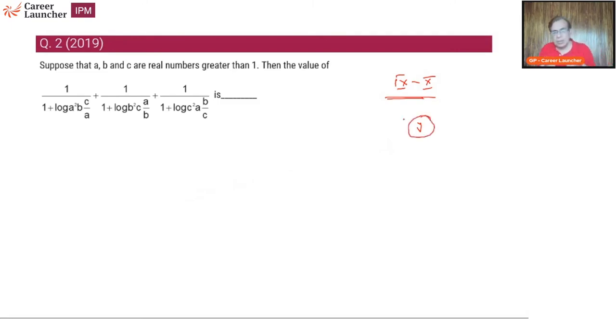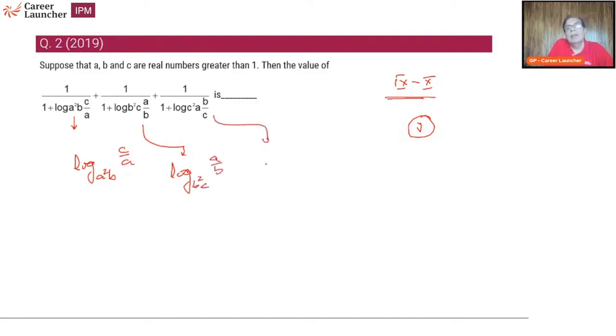Jugaad is a technique which I use, a set of principles or rules that I follow to solve questions fast. Okay? Let me explain how I do it out here. What is this? This is actually log to the base a square b of c by a. This is log of base b square c of a by b. And this is similarly log of base c square a of b by c.